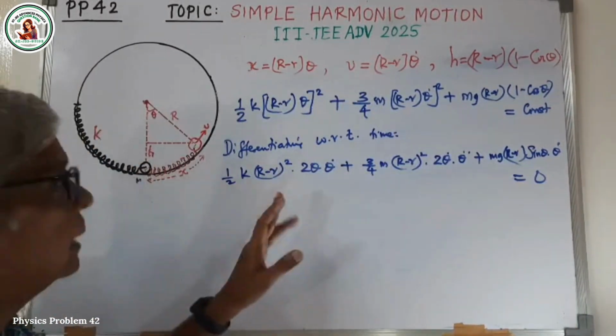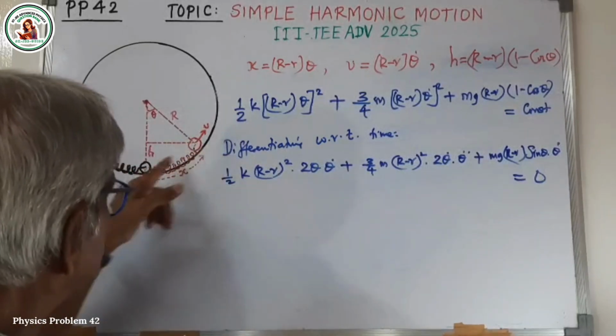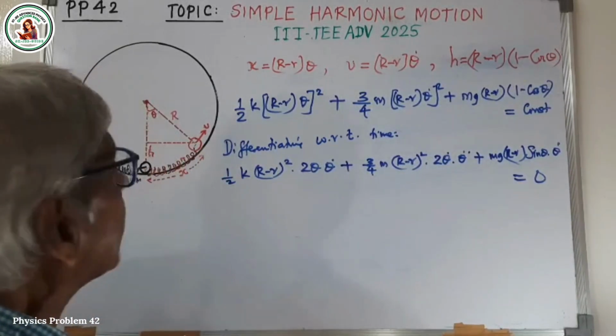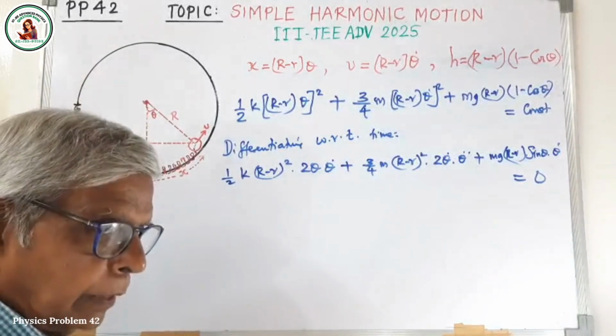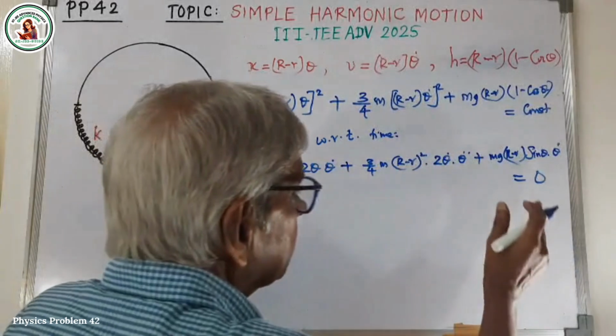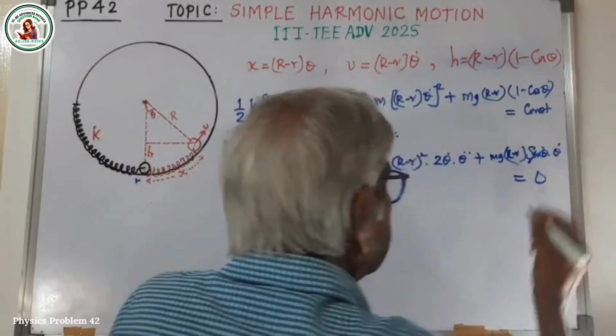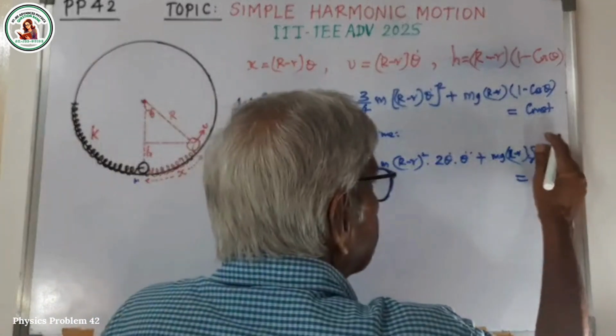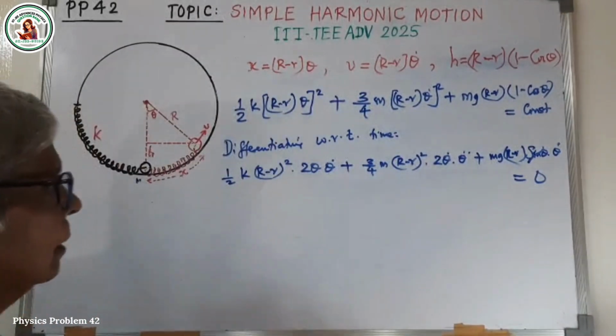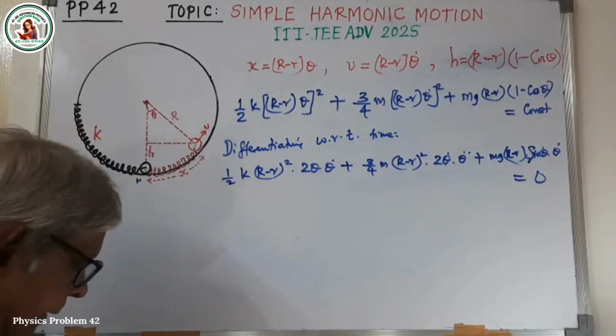We are only concerned with small angular displacements. So sin theta and theta are equal according to the trigonometric concept. So this sin theta written here, you can simply take as theta, equal to 0 we are getting.